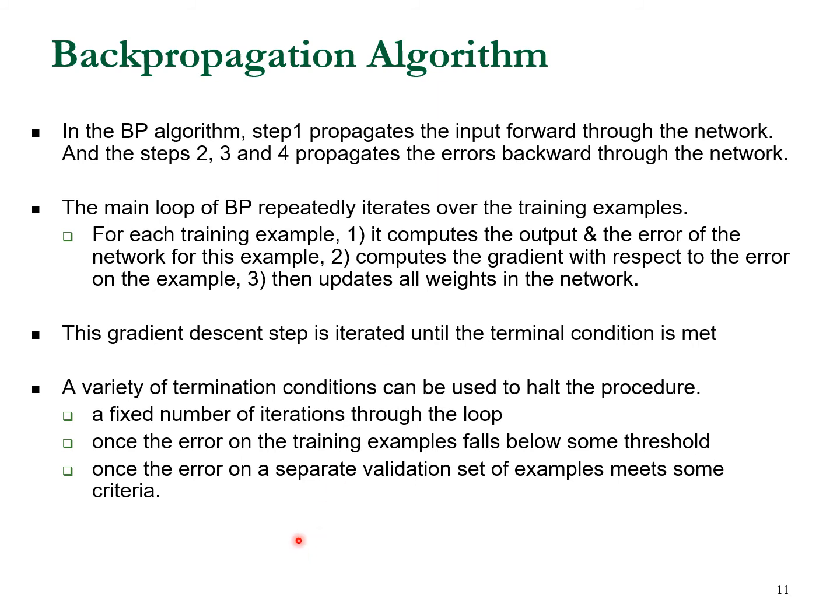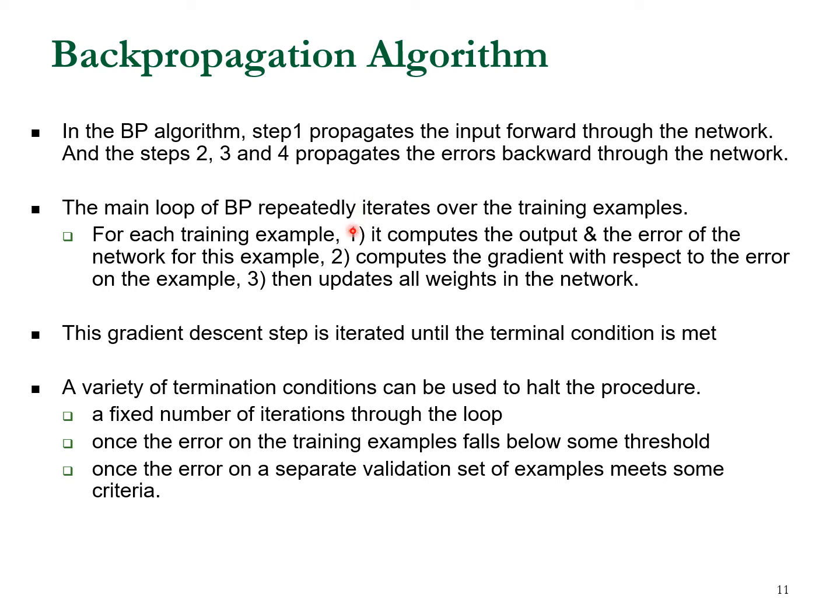So this slide explains the pseudocode of the next slide. In step 1, it propagates the input toward the output layer. Then in steps 2, 3, and 4, we compute the error of the network, and the error is propagated to the input layer, and along the way in each layer we update the weight values. That's what's happening in steps 2, 3, and 4.